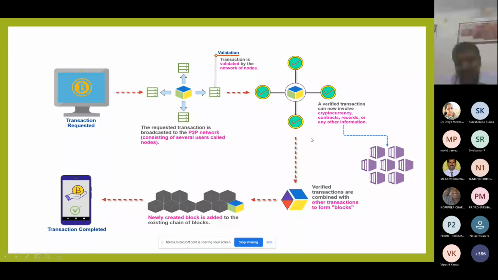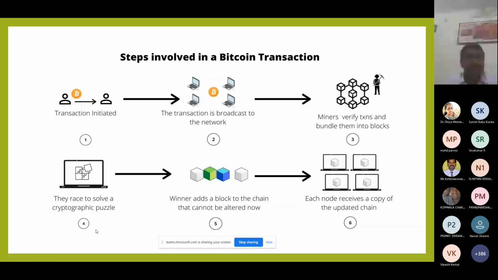And these verified transactions are combined with other transactions. So there will be some previous transactions and some new transactions. All these transactions are bundled in the form of a block. And this block is then added to the existing blockchain. So the newly created block is added to the existing chain of blocks, and the transaction is completed after the public ledger is updated. So this is the same thing.